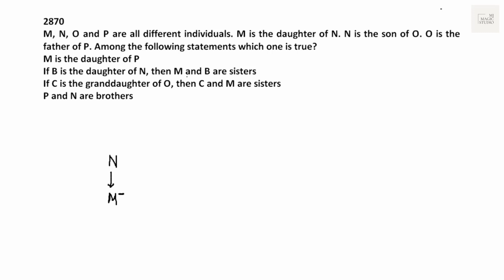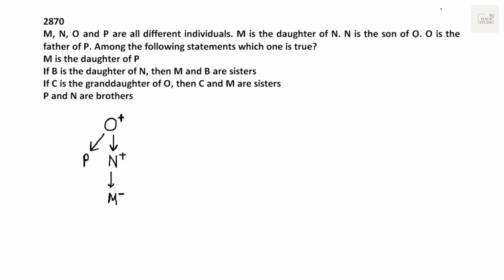N is son of O. That means N is male, and he is son of O. Who is O? We don't know, male or female. O is the father of P. Now it's known that O is male and he is also father of P.